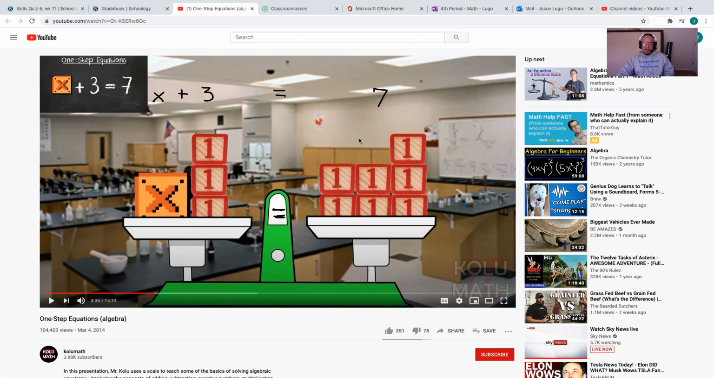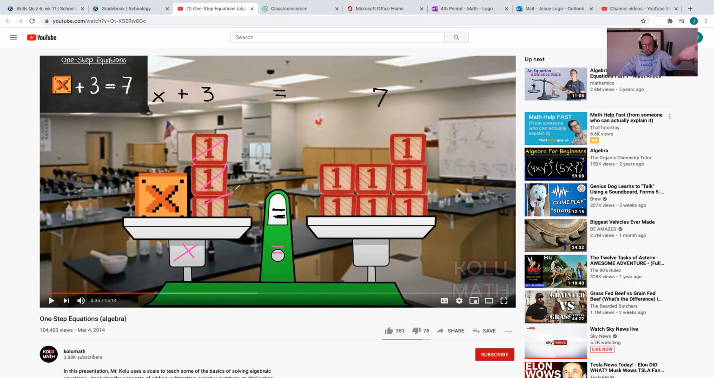But again, ladies and gentlemen, our goal is to isolate the x. We want to get to the point where we don't have x plus 3, we just have x on this side, and we want to know what that is the same as. All right. How are we going to do that? How are we going to isolate the x? Well, couldn't we just take the blocks and remove them? Couldn't we just say, let's just take these blocks away?